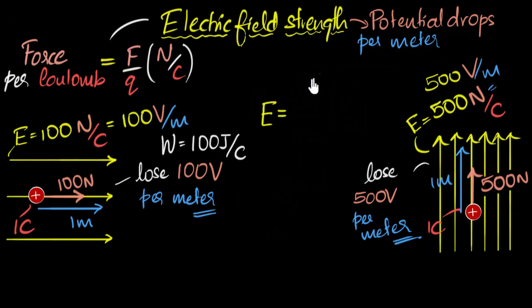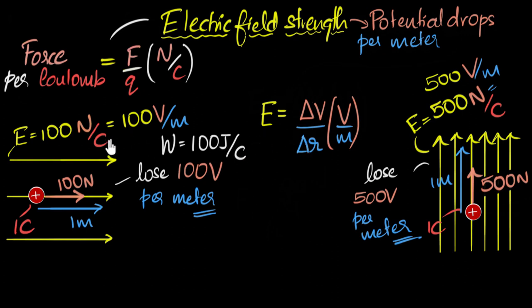We could say electric field equals potential drop, which we can write as delta V, per meter, which we can write as per distance. So per delta R or delta X, whatever you want to call that. Delta R or delta X. And what's the unit? It's volts per meter. So a new way of looking at electric field. Now, one thing we need to be very careful, this is not a complete equation yet.